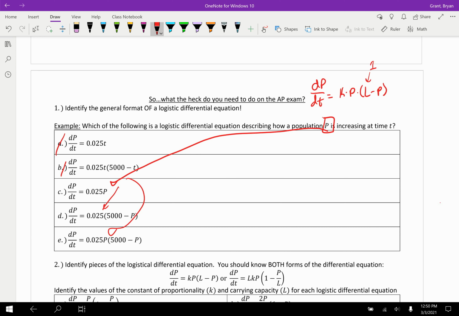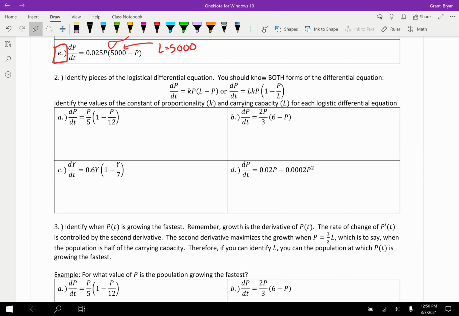The second thing you should be comfortable with doing is identifying the different pieces of a logistic differential equation. And those pieces are pretty easy to identify depending on how the problem is written. If the problem is written in this first format, which is why I prefer it, you can very easily see the value of k and see the value of L. However, sometimes it is written in our second format and those values become a little bit harder to take a look at. So let's take an example.